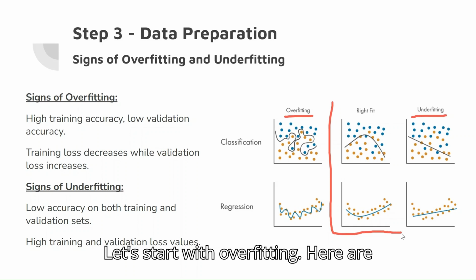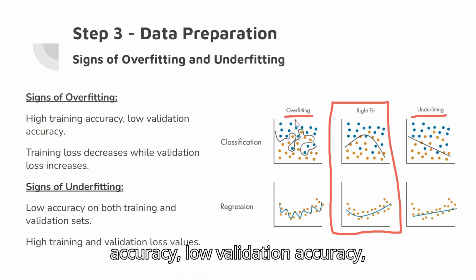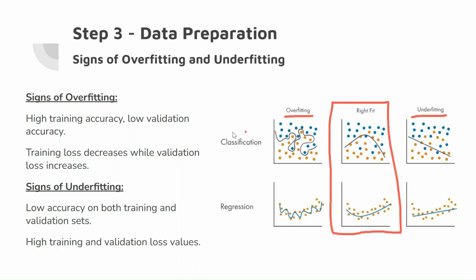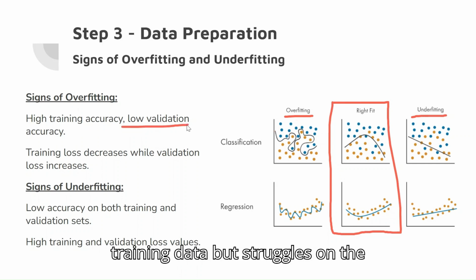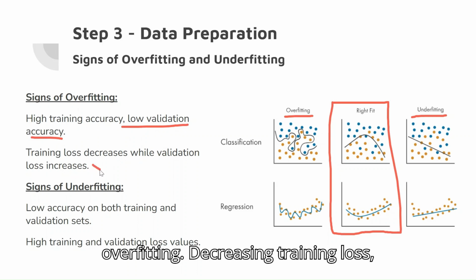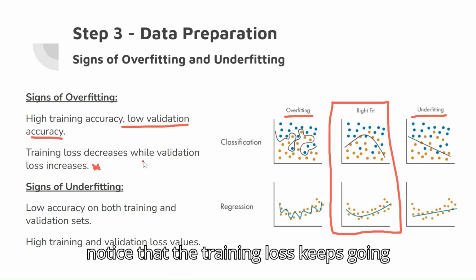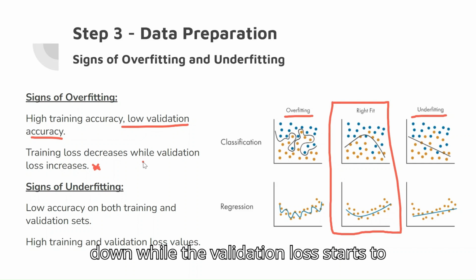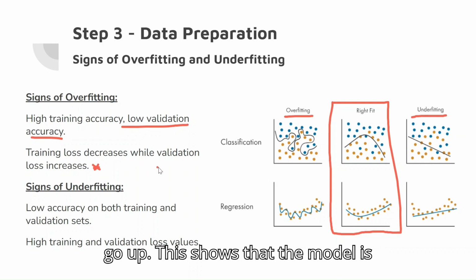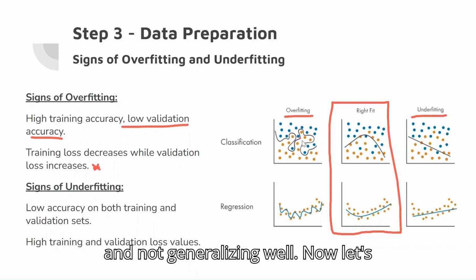Let's start with overfitting. Here are some signs to look out for. High training accuracy, low validation accuracy. If your model does really well on the training data but struggles on the validation data, this is a red flag for overfitting. Decreasing training loss, increasing validation loss. You might notice that the training loss keeps going down while the validation loss starts to go up. This shows that the model is learning the training data too closely and not generalizing well.